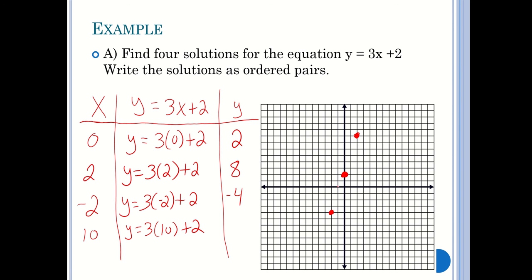So the point 1, 2, that's negative 2 right there. Negative 1, 2, 3, 4. There is the point (-2, -4). Now watch this. I'm going to choose x equals 10. 3 times 10 is 30 plus 2. I get 32. So the ordered pair (10, 32). Well, 1, 2, 3, 4, 5, 6, 7, 8, 9, 10. And then up 32. 1, 2, 3, 4, 5, 6, 7, 8, 9, 10, 11, 12, 13.